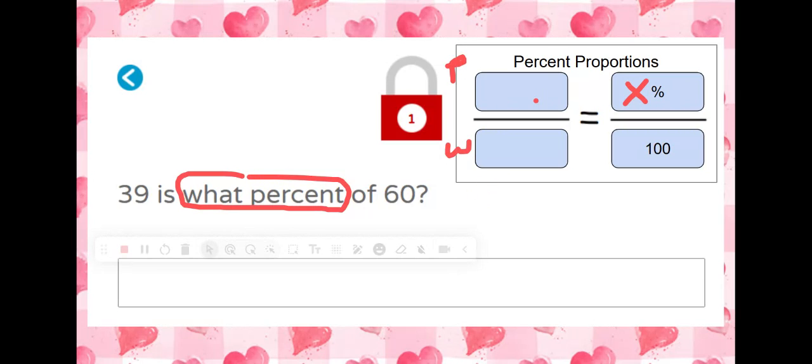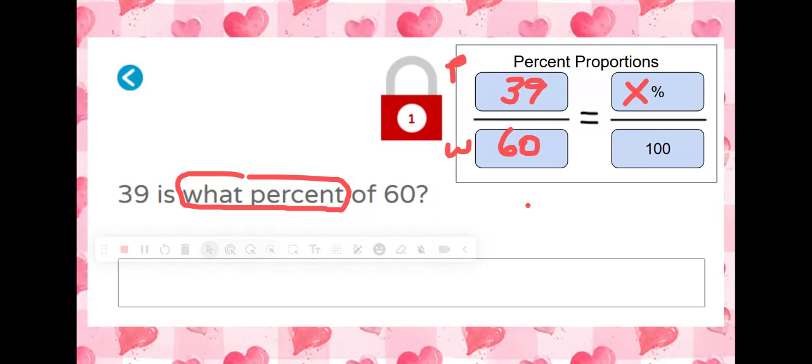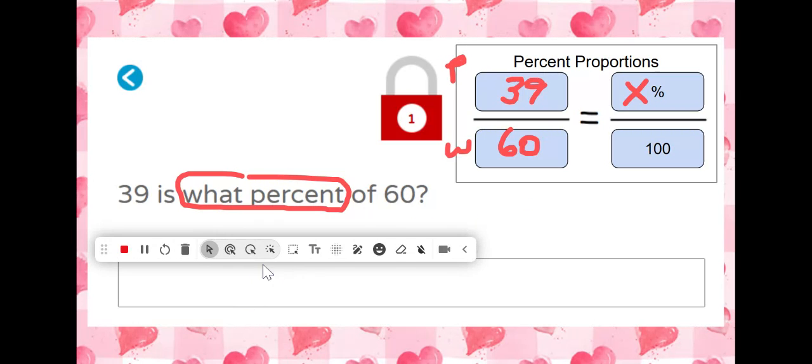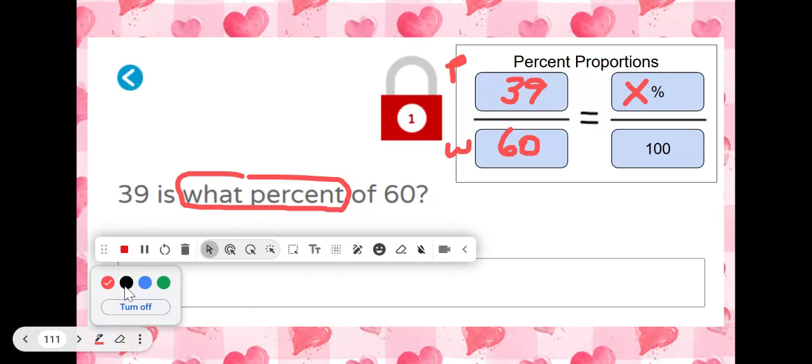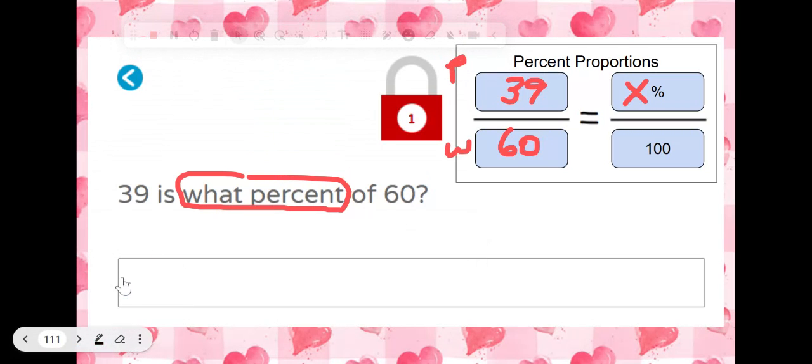Some people also say is over of. 39 is, so that's our part. 39 is what percent of 60. So our 60 goes down here. Is over of, or part over whole. 39 is your part out of 60, so 60 is your whole. Now that we have this percent proportion set up, you know how to solve this. You're going to use your proportion solving skills, either the butterfly or finding some sort of pattern, so that you can figure out what percent this is.